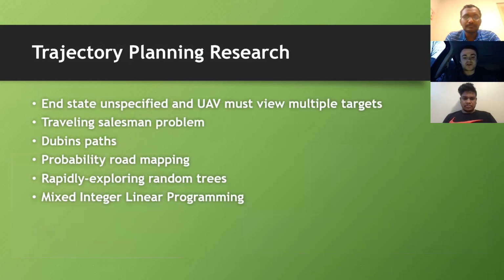Trajectory research has been done in many areas such as vehicle systems and robots that has led to many new path planning techniques. These techniques are useful, however, most of them only consider a path where the start and end point are defined. This is not the case in the scenario that we're looking at, where the UAV must pass within a viewing vicinity of multiple targets with no defined end state.